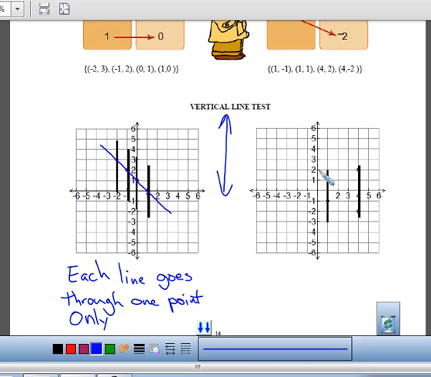Now over here, the second example, you'll notice here are the points. The vertical lines go through more than one point. So this is not a function. This one is a function. And this one is not because the vertical lines go through more than one point.